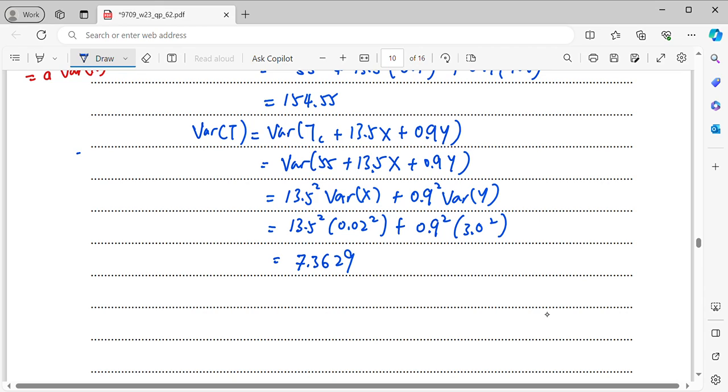7.3629. Okay, so I have found the distribution of the cost. It will be 154.55 and 7.3629.